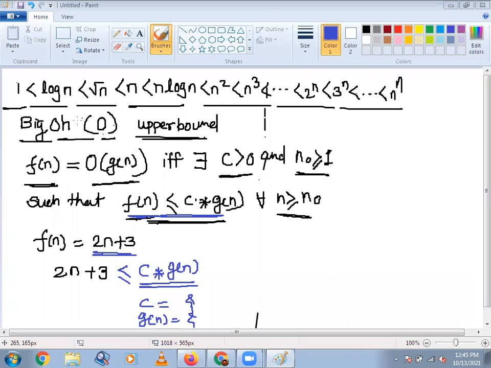Okay, and we can write this equation, that is f of n is equal to order of or big O of g of n in this format, when f of n is less than equal to c into g of n for all values of n greater than equal to n0. Did you understand this definition?